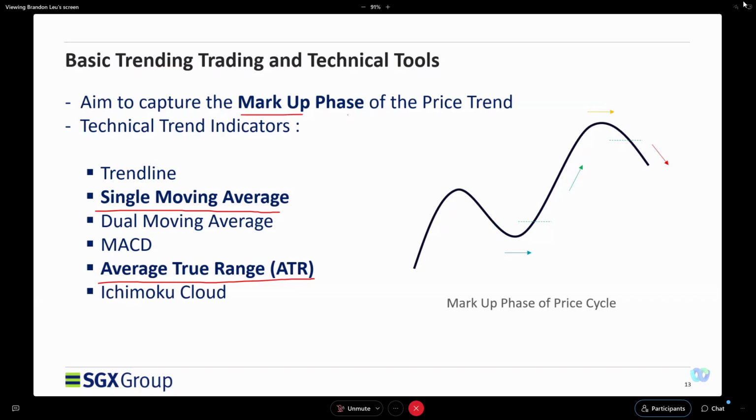So in the markup phase, what is our key objective? Our key objective as a trader, of course, if we can, is to get the lowest. But being a trend trader, we aim to capture the majority of the trend. So there's identification of when the trend is starting, and there's a signal when the trend is exiting. So then we'll want to capture the trend.